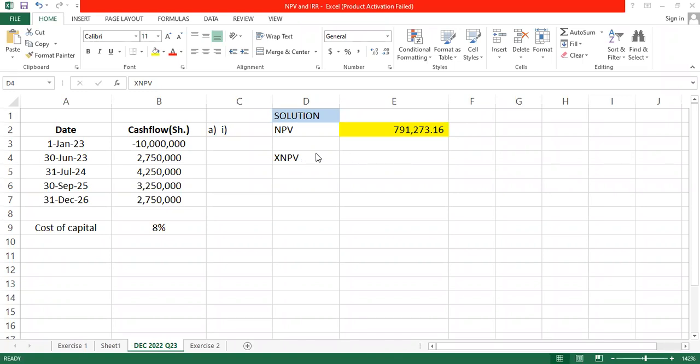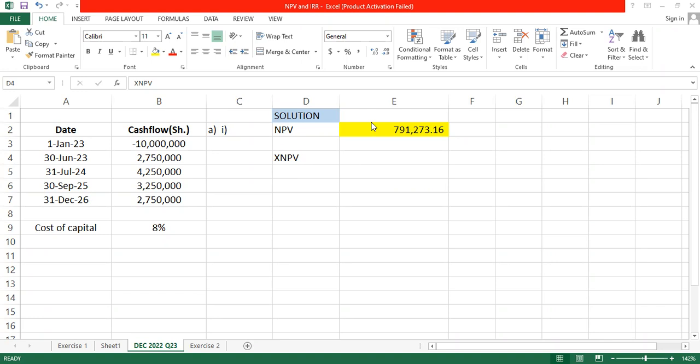So what is this which we call the XNPV? Now, NPV has a disadvantage, being that NPV assumes that cash flows are regular.